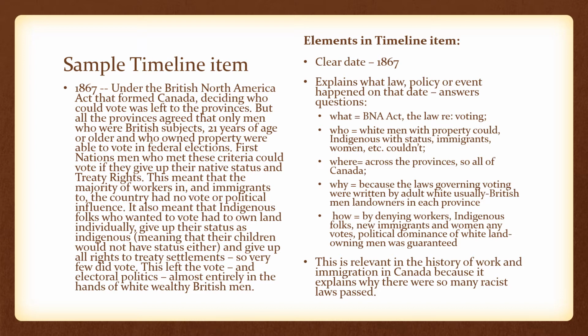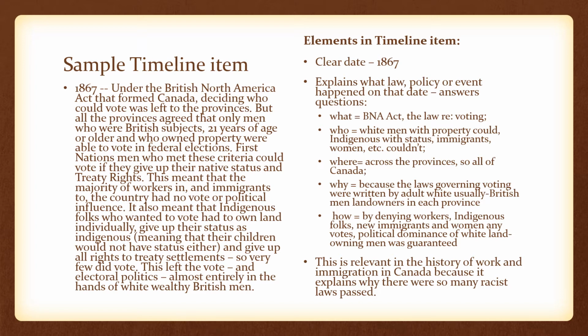Right? Where did this apply? Across all the provinces, so all of Canada. And why did this law end up being this way? Well, because the law was written by adult, white, usually British male landowners, right? And how did this work? It worked by denying workers, Indigenous folks, new immigrants, and women any votes. So the political dominance of landowning white men was guaranteed in the formation of Canada, right?